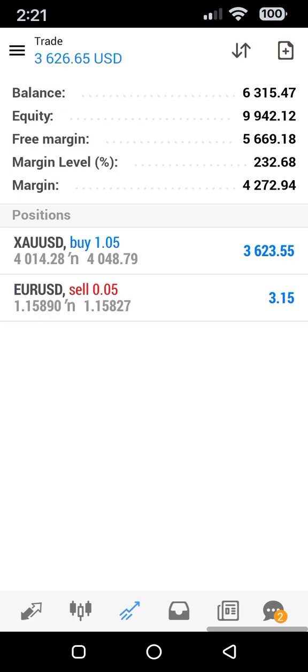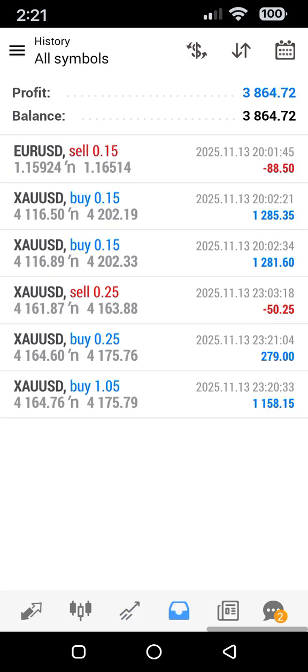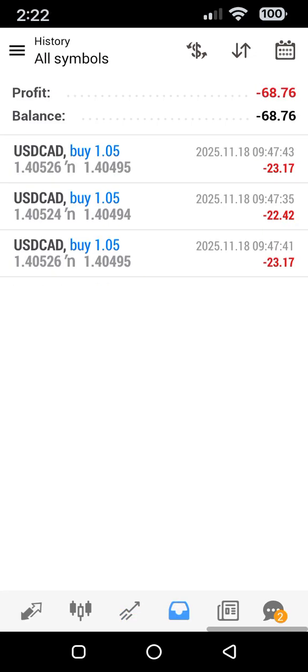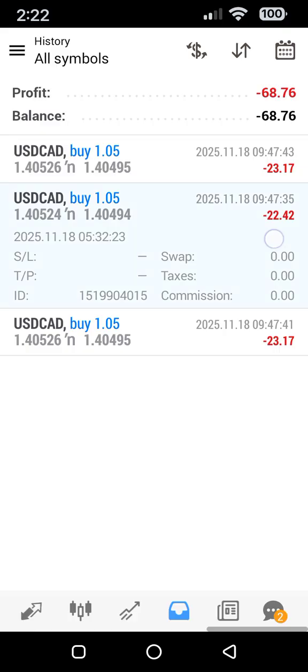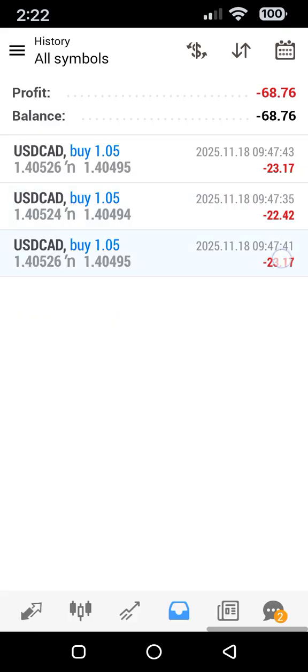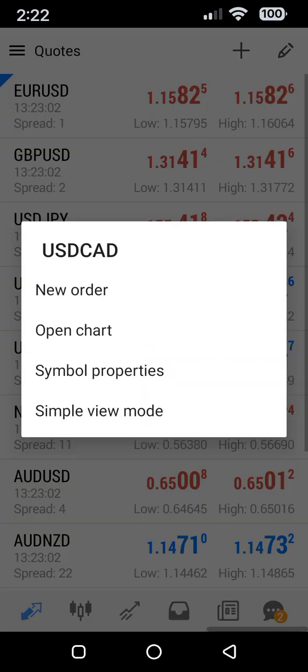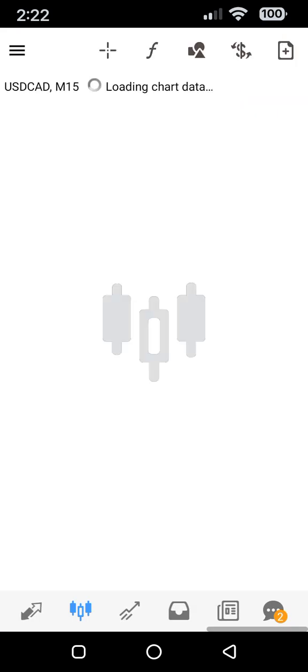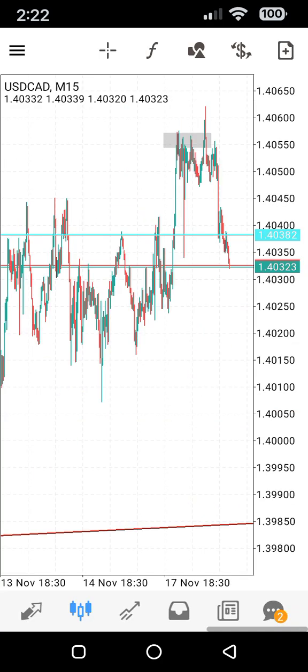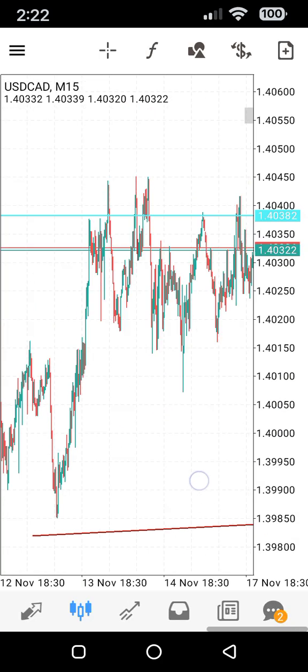Yeah, and as you can see, the account is from 6k. Now we are in 3k. Previously I've taken some losses on USD CAD. I took some losses very early in the morning actually. So if you go to USD CAD, let's go to USD CAD here. If you open the chart on USD CAD, yeah, you see that I took some losses here.